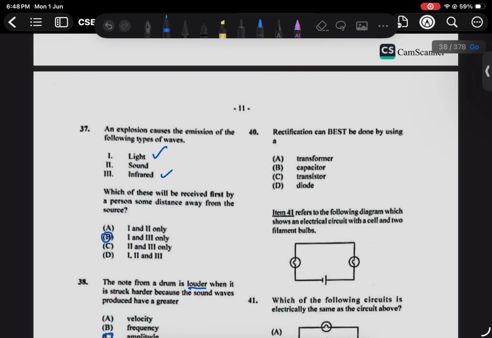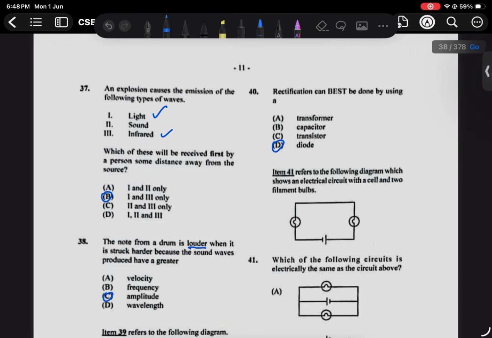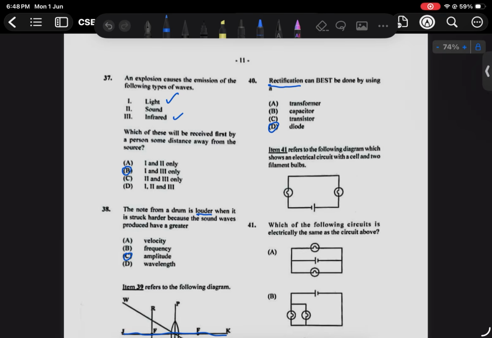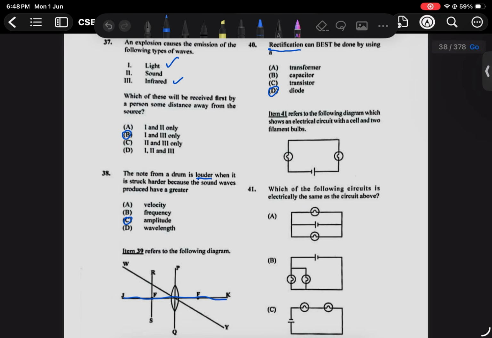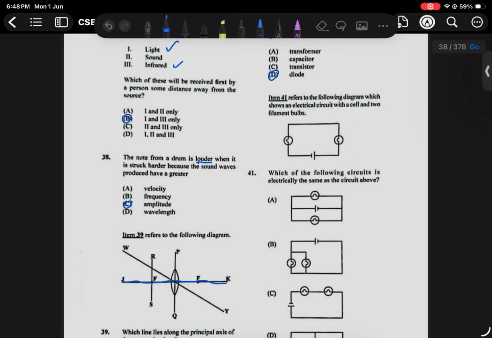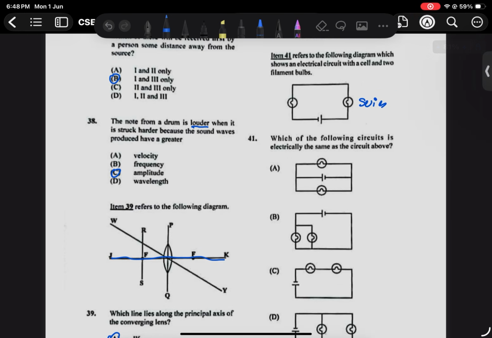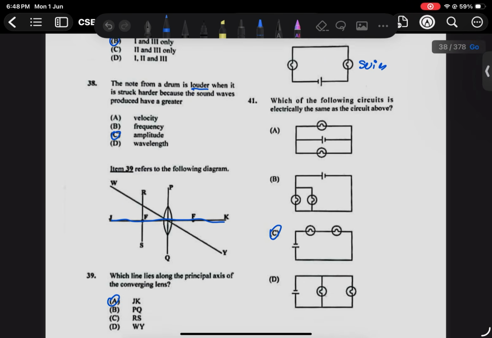Rectification can best be done by using a diode. Rectification turns AC current into DC current. Item 41 refers to the following diagram, which shows an electrical circuit with a cell and two filament bulbs. Which of the following circuits is electrically the same as the circuit above? So this is series, so we're finding something that's in series, and C would be in series. All the others are parallel.